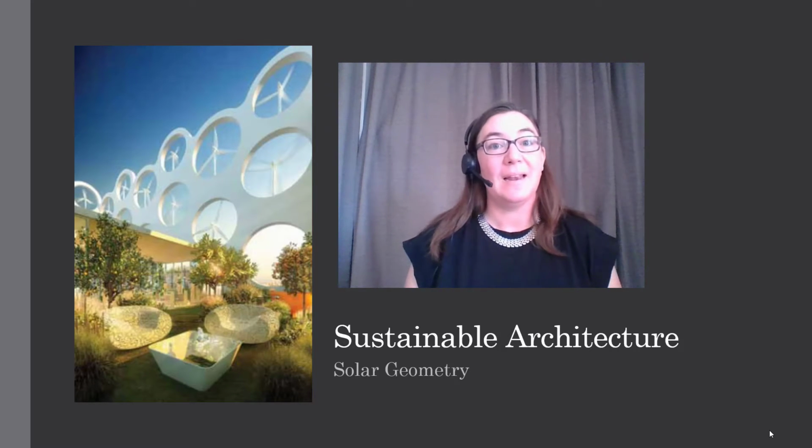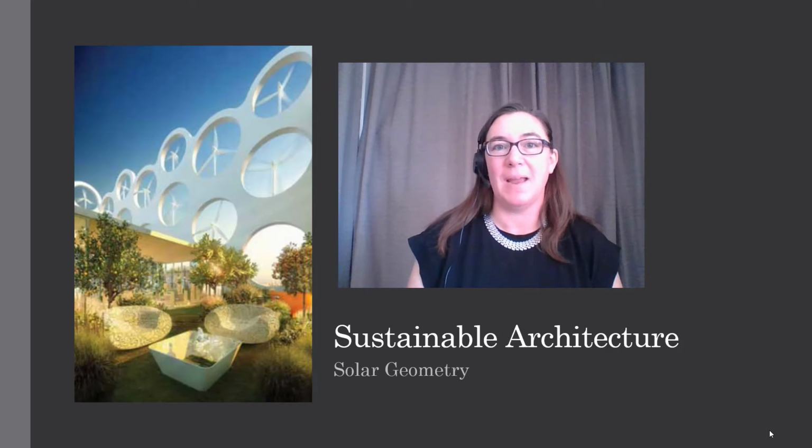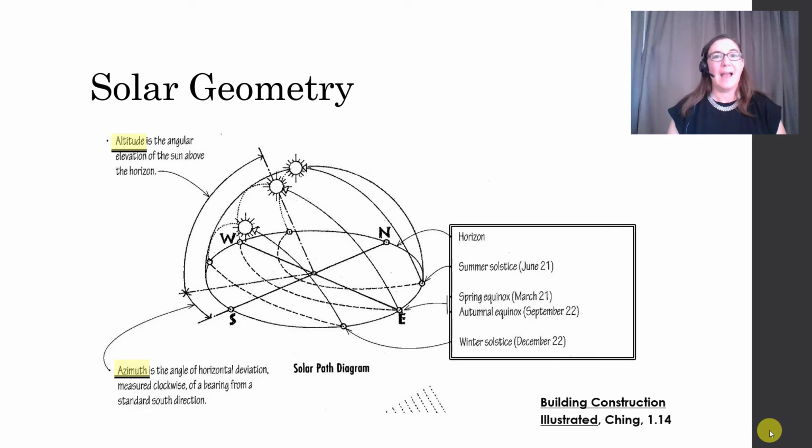Hi everyone, let's talk about some solar geometry and sunbeam diagrams. You've already learned about the path of the sun, how it rises in the east and sets in the west. And you've taken a look at some basic solar geometry and learned about azimuth and altitude. Let's take a look, all right?